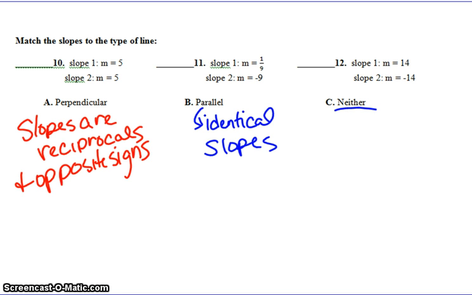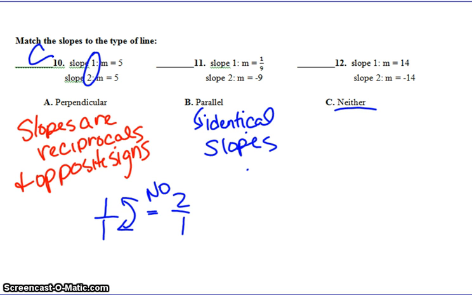So now I'm looking at my slopes here, 1 and 2. Reciprocals would mean that if I flipped the fraction, would it equal the other fraction? In this case, it's no. Are they identical? The answer here is no. So 10 is a neither. Okay, and let's look at 11.